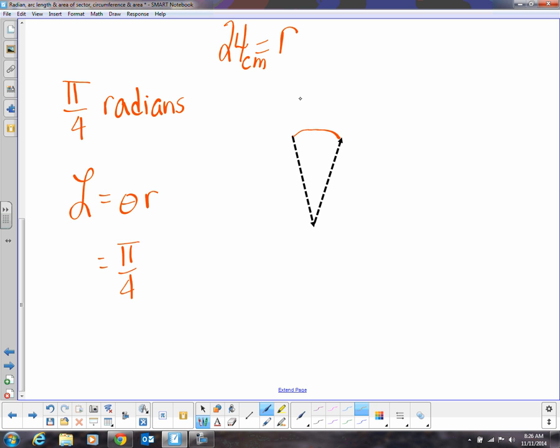She measures along the outer edge. What is that supposed to be? Arc length. She finds that to be 5 1/2, which in fraction form is 11 over 2. 5 times 2 is 10 plus 1 is 11. That goes in for L.